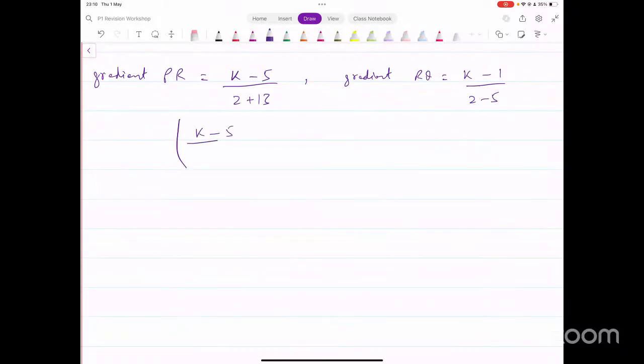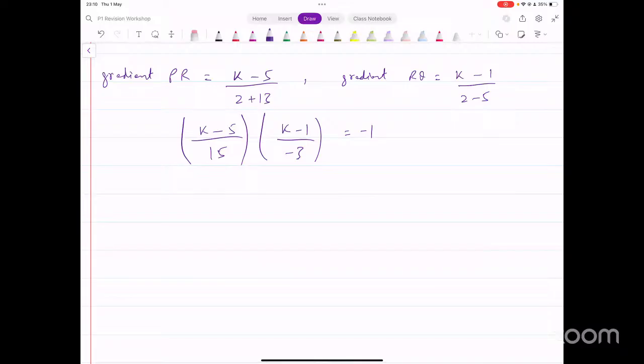So you can say K minus 5 divided by 15 times K minus 1 divided by -3. That should equal -1. That's the equation that you get. To solve this quadratic equation, K minus 5 into K minus 1, what does that turn out to be? K squared minus 5K minus K plus 5. Multiply minus 45 on the other side, that becomes plus 45 there, and you get this quadratic equation: K squared minus 6K minus 40 equal to 0.